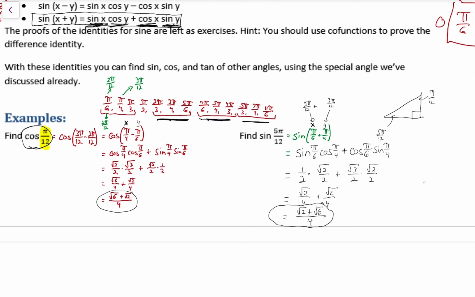And just remember that in the first quadrant, all trig ratios are positive. In the second quadrant, just sine is positive. So all are positive, sine's positive.